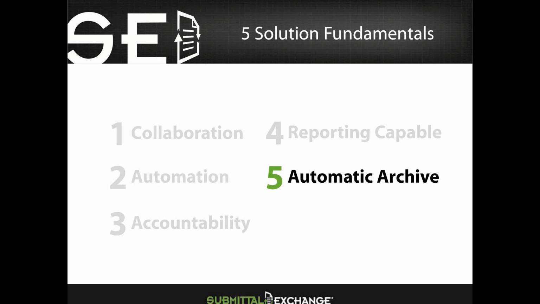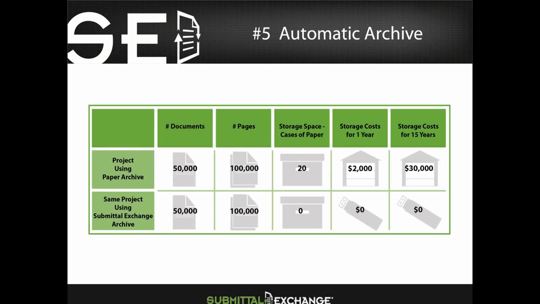Fundamental number 5, automatic archiving. We all know that construction projects produce large amounts of documentation that must be archived correctly so that when needed, it can be located at a later date. Today, it's estimated that 90% of critical business information exists only on paper, and creating and maintaining all of these hard copies can become extremely time-consuming and expensive.